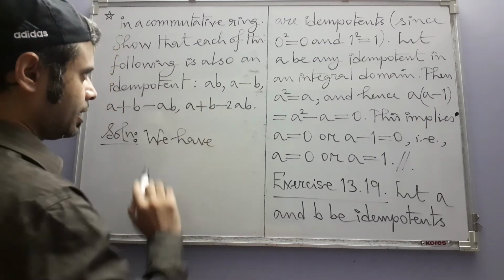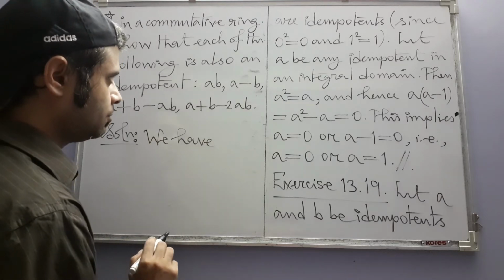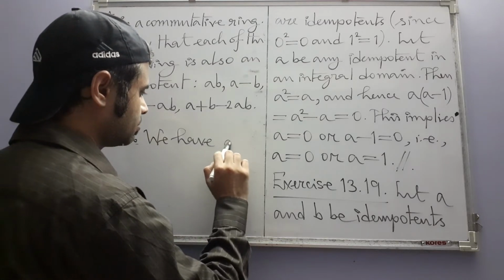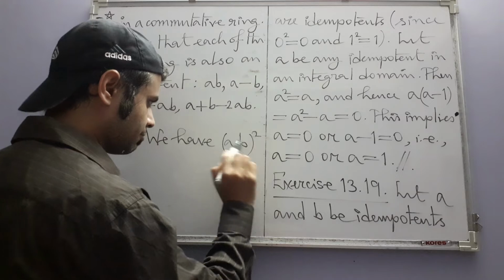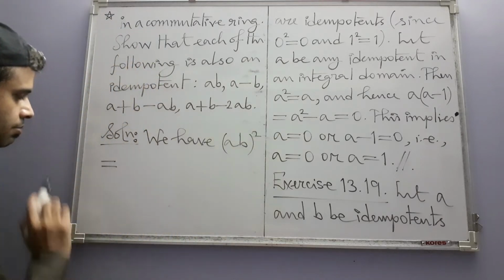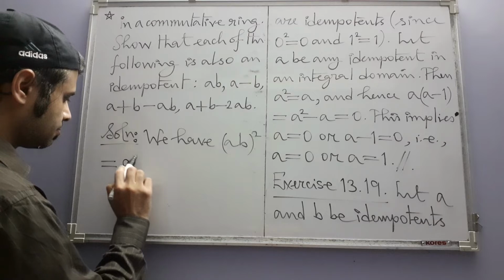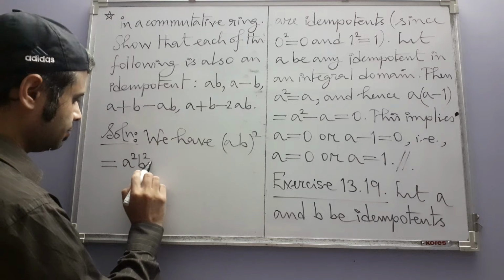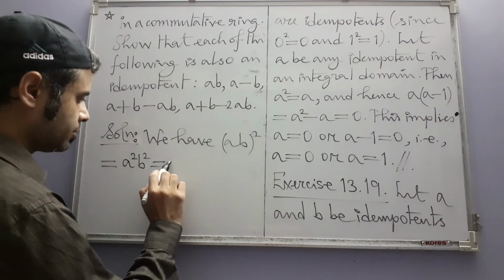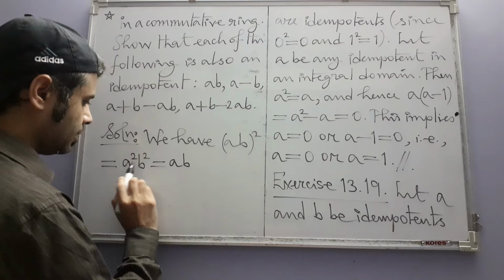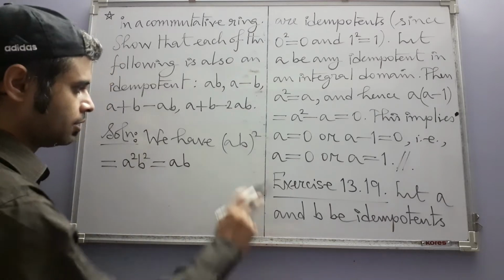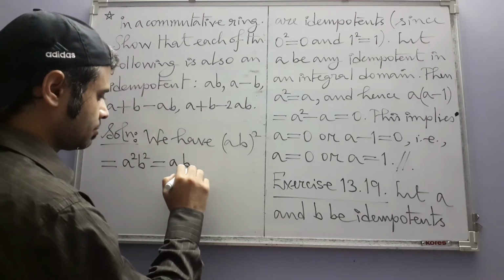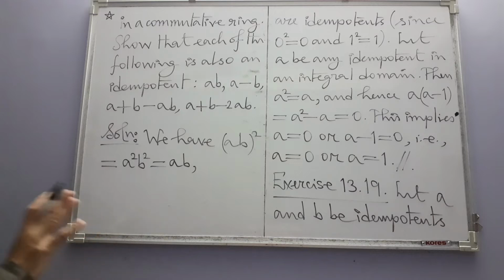Keeping in mind that A and B themselves are idempotent and we are in a commutative ring, because the commutativity will have to be used. In the very first step, this equals A square B square, because we are in a commutative ring. And now the fact that A and B are both idempotent implies that A square is A and B square is B. So (AB) whole squared equals AB. So AB is idempotent. But we continue, we will finally conclude.